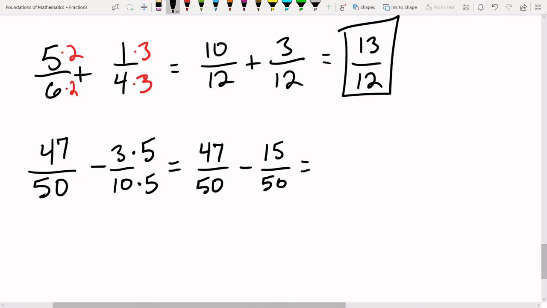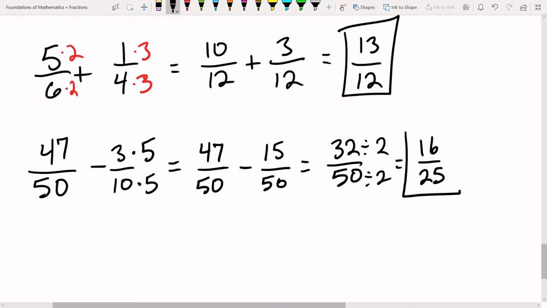Now all we have to do is just subtract the numerators. 47 minus 15 is 32. And this needs to be reduced. 16 over 25. And that can't be reduced anymore. So that's going to be our answer there.